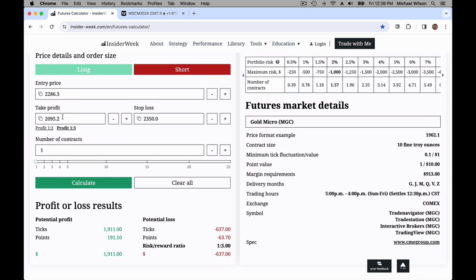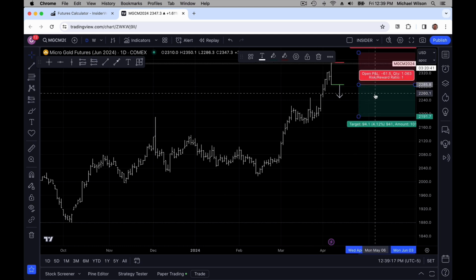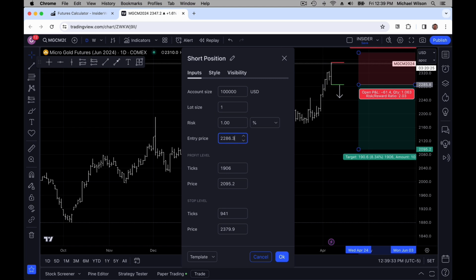So what I'm going to go ahead and do is take that profit number that I don't have on my chart yet. I'm going to go back over to my chart. I'm going to go ahead and create a bracket order here just to show you how this works. I'm going to put the profit target in. And I'm going to put the entry in. And I'm going to put the stop in. These are all the numbers from the futures calculator.